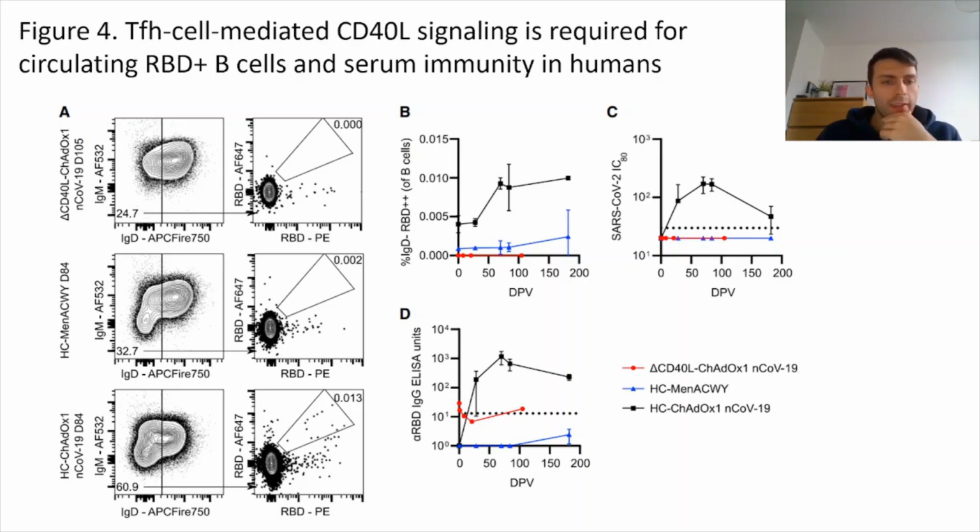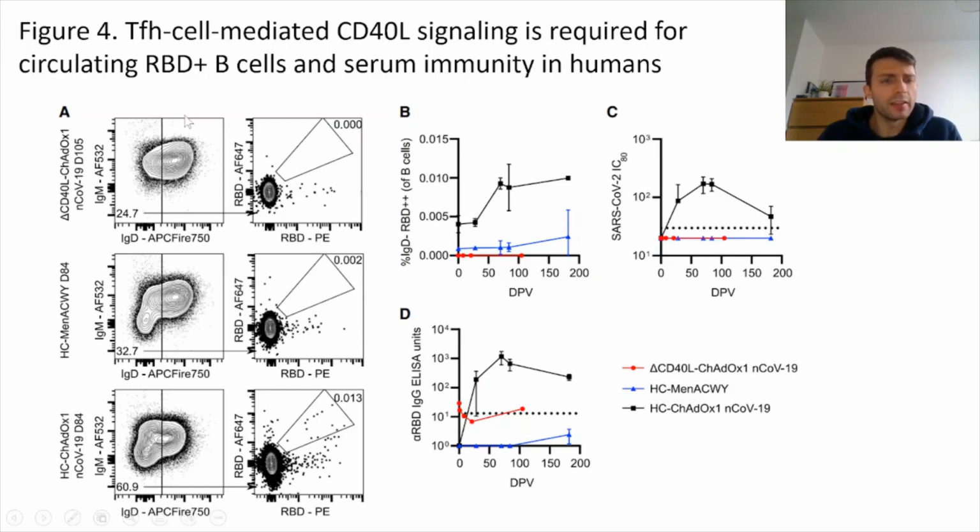In figure 4, we include some human data in the paper, and this is from a collaboration with Dr. James Thaventhiran, also in Cambridge, and he had access to a patient who had a CD40 ligand mutation such that we can consider them to almost be Tfh deficient. And so in this patient, we see a lack of IgD and IgM double negative mature class-switched B cells, and within this pool, we see very, very few RBD binding B cells.